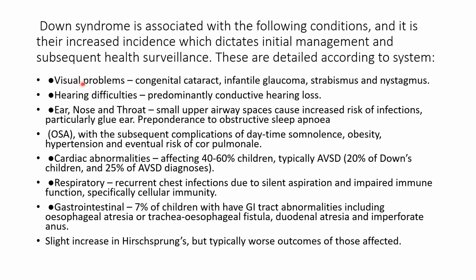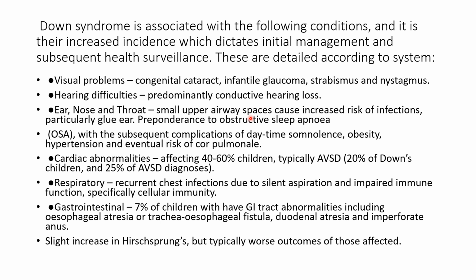So we have visual problems. One of the conditions is visual problems. They may be born with congenital cataract, infantile glaucoma, strabismus, nystagmus. Then they may also have hearing difficulties, such as predominantly conductive hearing loss. Then on the ear, nose, and throat, they may have small upper airway spaces. So they actually have these small upper airway spaces.